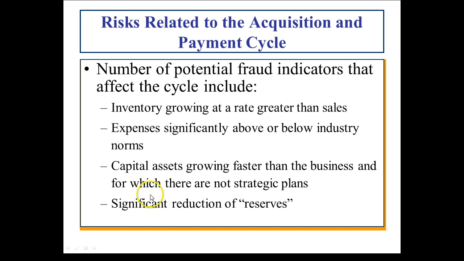So inventory, there are ways to be able to look that something's goofy or amiss in this cycle. The fraud indicators would show that inventory is growing at a rate that's greater than sales. Why would inventory be growing at a greater rate than sales? They're not being sold. They're stockpiling. Expenses are significantly either above or below the industry average.